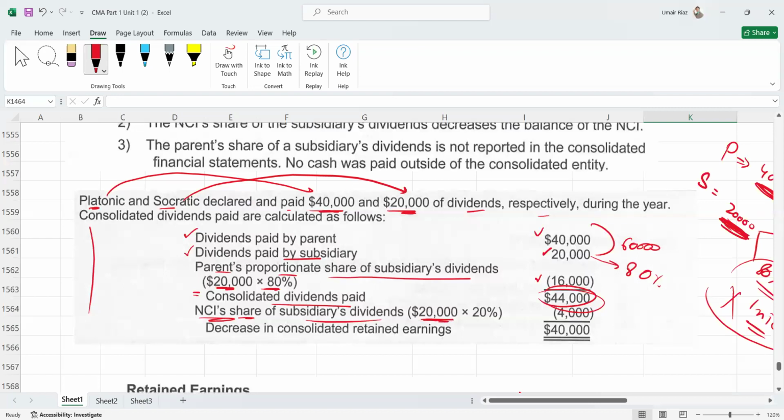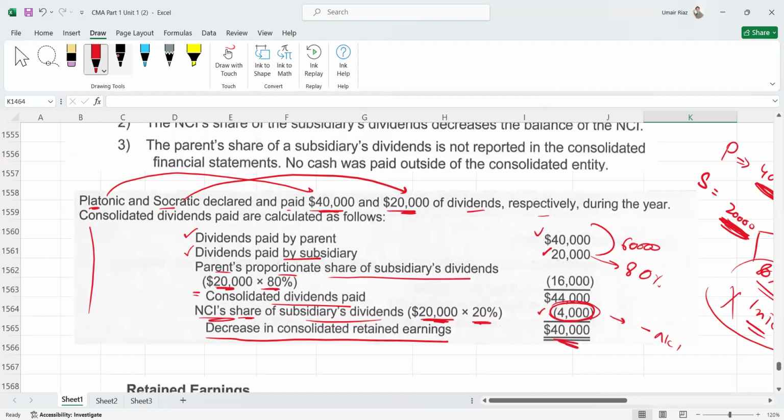So we will take the subsidiary dividend times 20%. The dividend you get is going to be 4,000. This 4,000 we will deduct. Now the remaining 40,000 will be treated as a decrease in consolidated retained earning. Now listen, this 4,000 will be deducted from the NCI working later on.